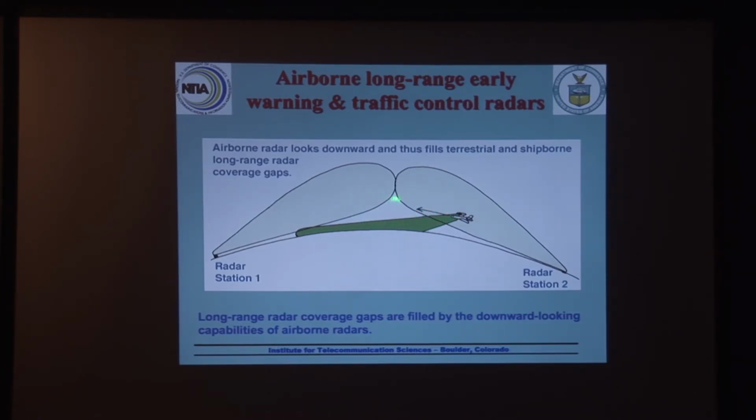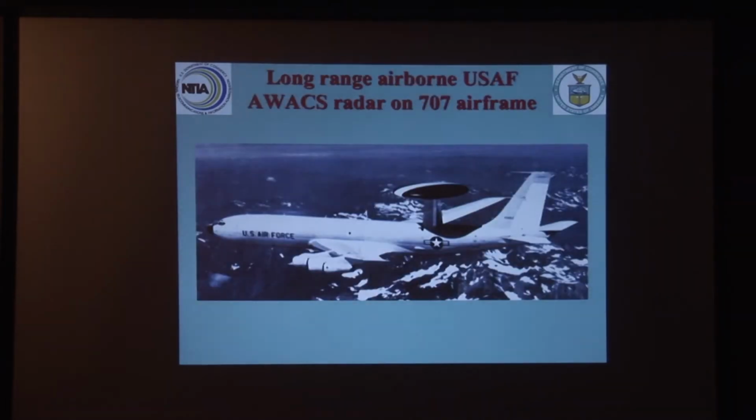And of course, if it wants to, it can get up here and fly a racetrack pattern back and forth. And so it'll fill gaps, and it's looking down, and it's very, as I said, it's very hard to hide from something like this without simply going underground down into a bunker. So that's why these are considered very, very important radar systems.